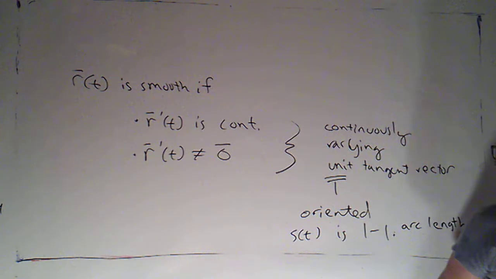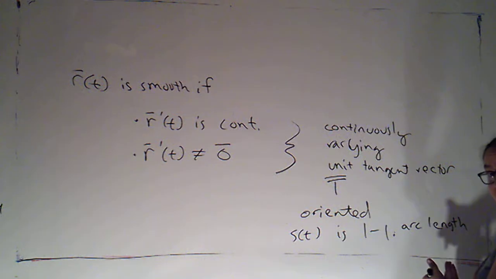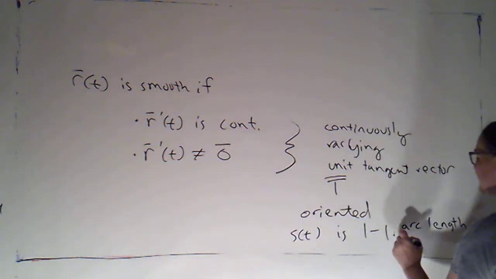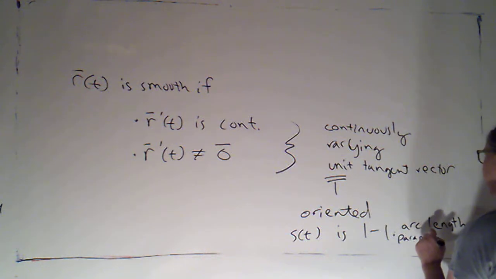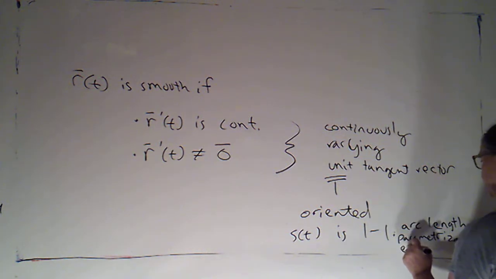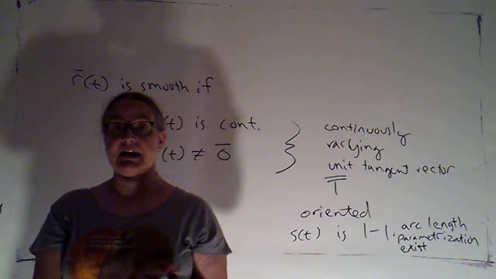Because remember, a step in doing that is this gives you s as a function of t. We need to invert that and get t as a function of s. So the arc length parametrization exists for smooth functions. If your function isn't smooth, that might not necessarily be the case.